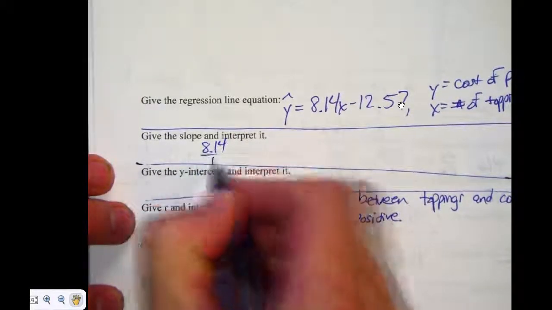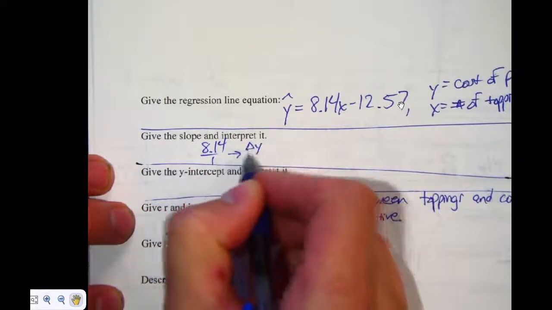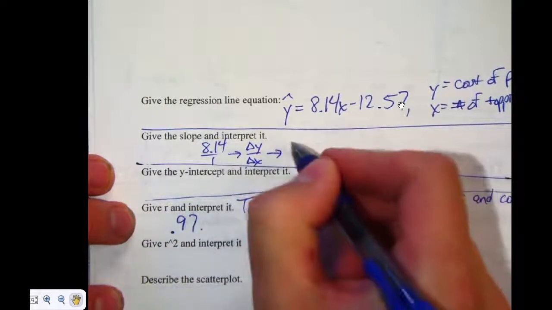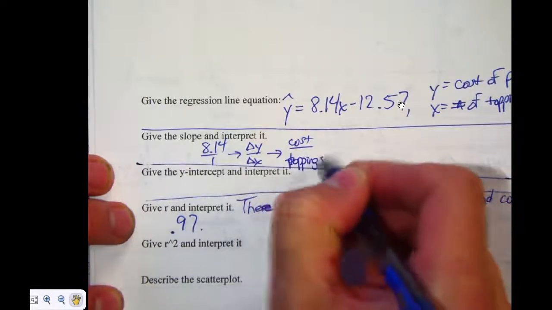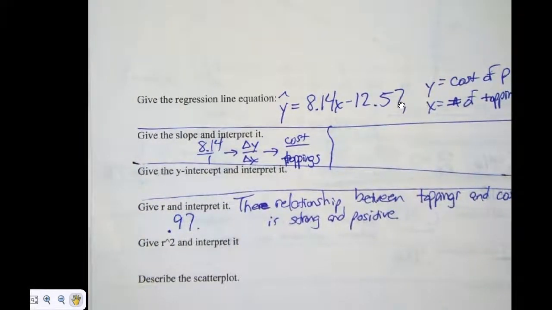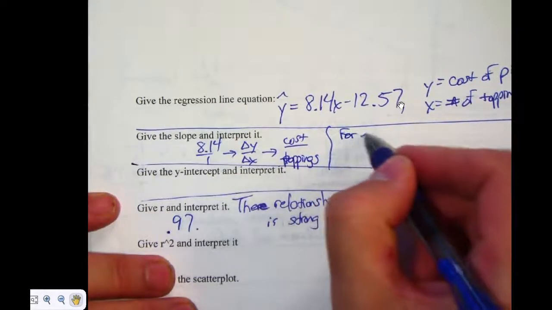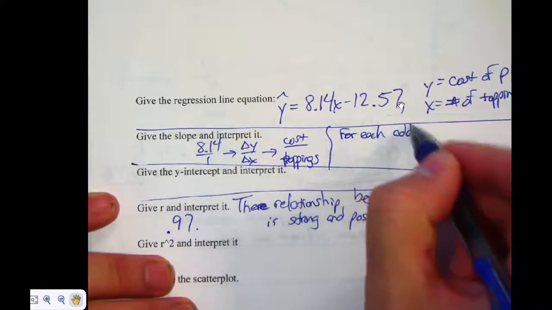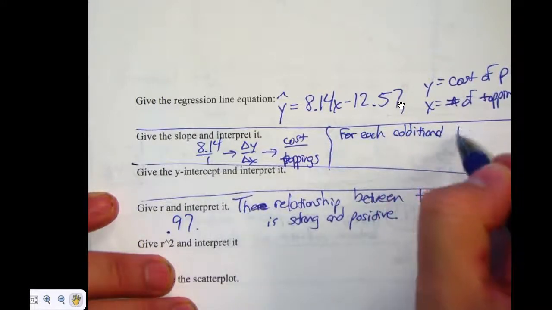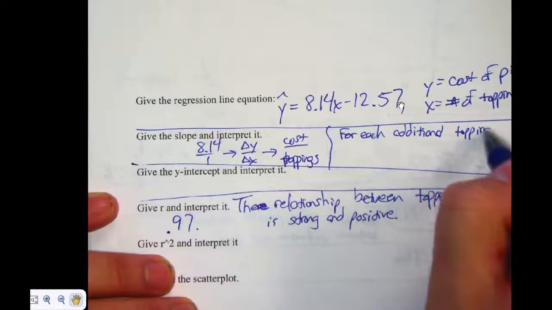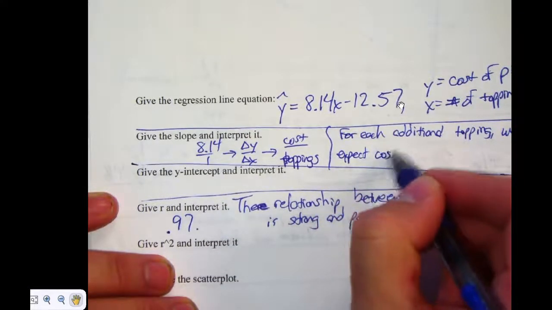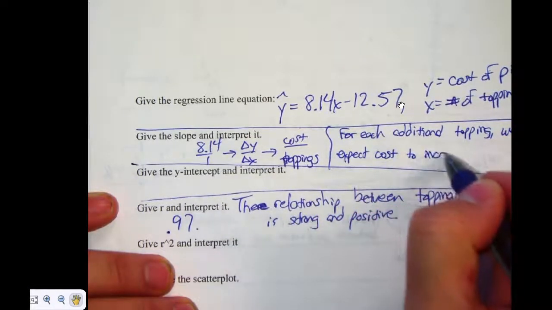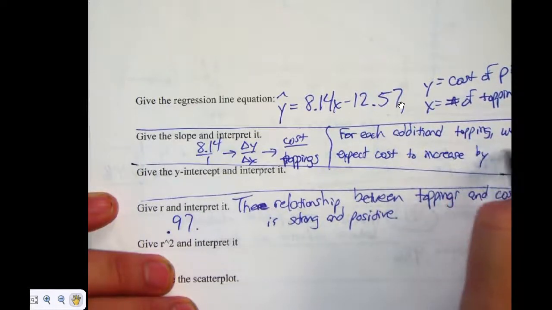So I'm going to go 8.4 over 1. Kind of remind myself that's y over x, and y is cost, and x is toppings. And then I'm just going to describe that. So for each additional topping, we expect cost to increase by 8.14.